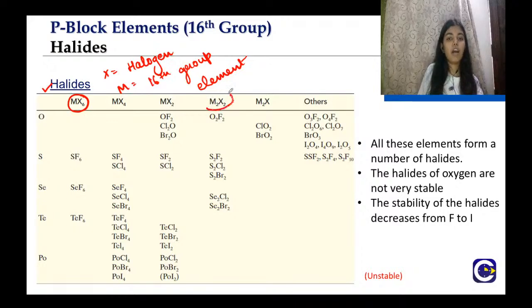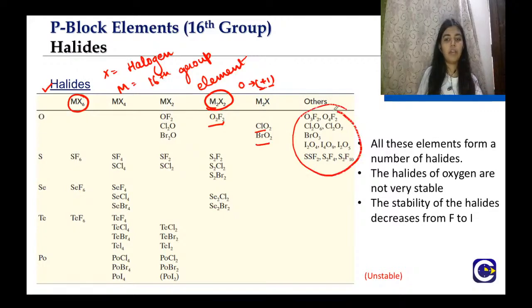There are also halides such as M2X2, such as O2F2, which we have discussed in the previous session, right, in which the oxygen was having basically what? The +1 charge, right? And here ClO2, BrO2 and other oxides are also mentioned, such as S2F4, S2F10, Cl2O6, Cl2O7.